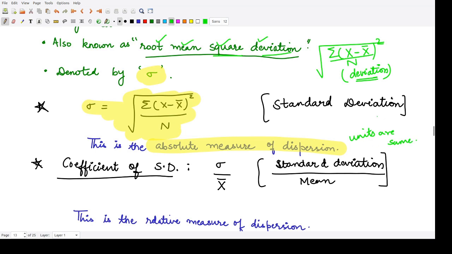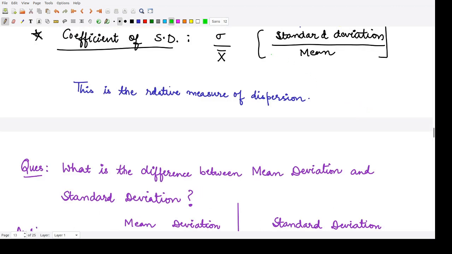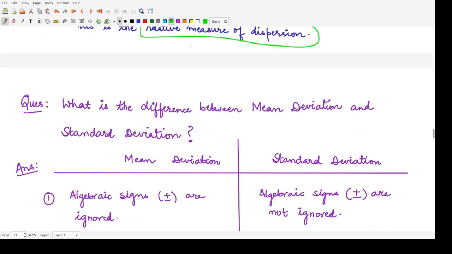Next, we will define what is the coefficient of standard deviation. The coefficient of standard deviation is defined when you divide the standard deviation by the corresponding mean. This is now a relative measure of dispersion. Why? Because standard deviation has the units of the given data, and x bar, that is the mean, also has the units of the given data. So that means this whole quantity, this ratio, is dimensionless. So that is the coefficient of standard deviation.